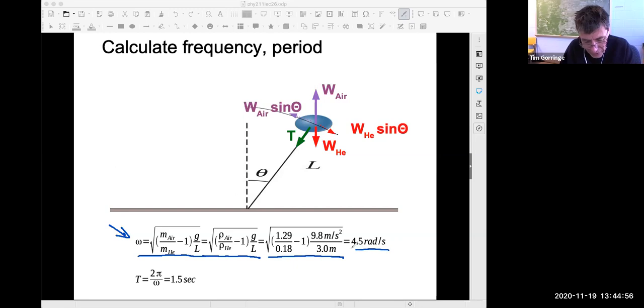I get the angular frequency, 4.5 radians per second. And if I invert it and multiply by 2 pi, that's the period. The period is 1.5 seconds of this upside down pendulum. And so that's our final example of periodic motion. Well, let me end there.